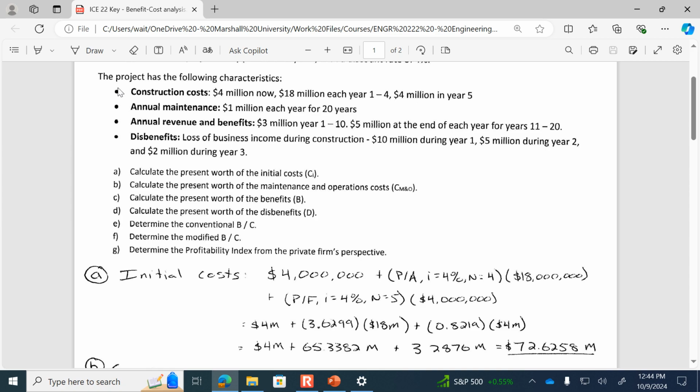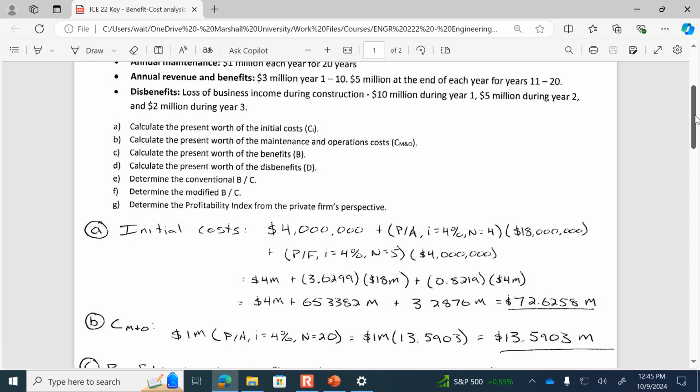Okay, so the initial construction costs are $4 million now, $18 million each year, 1 through 4, and then $4 million in year 5. You'll notice on the whiteboard I also wrote the same thing where we're doing a find P given A for the $18 million each year, and then find P given F for that final $4 million lump sum 5 years in the future. So the cumulative initial costs taken to the present are $72.6 million.